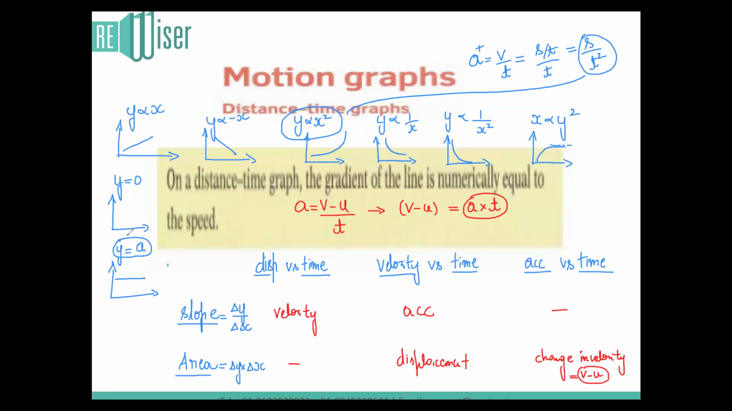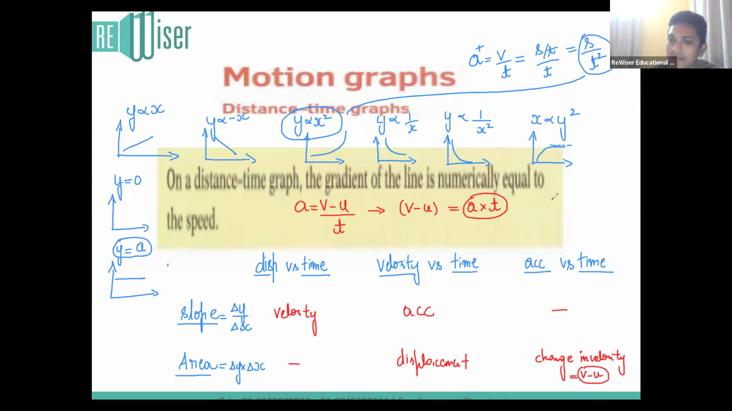Correct. Increasing acceleration? Y is proportional to x square. Correct. Decreasing acceleration? Y is proportional to 1 by x. Is it 1 by x square or 1 by x? Correct, 1 by x square, because the time will be squared in this case. Time would be to the power 1 or to the power 2? Time will be to the power 2. That's why.